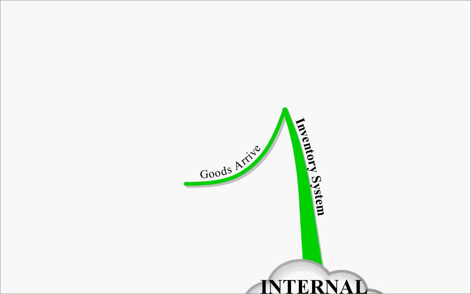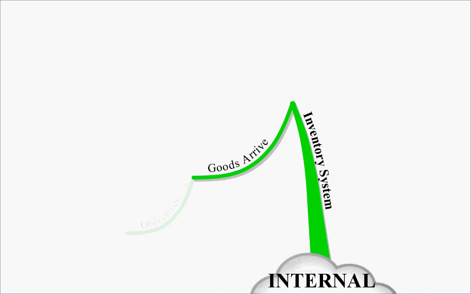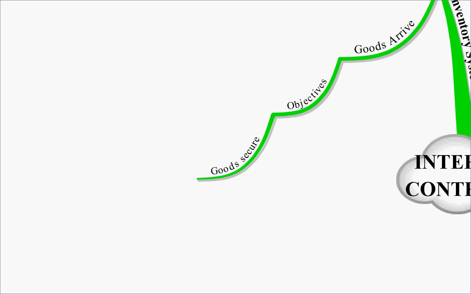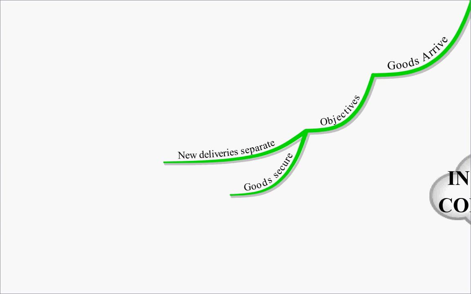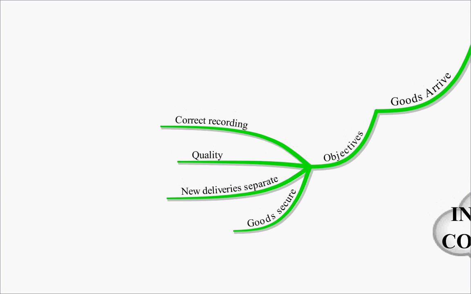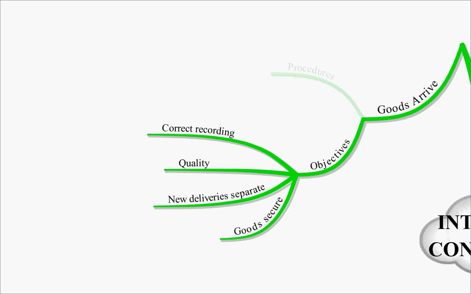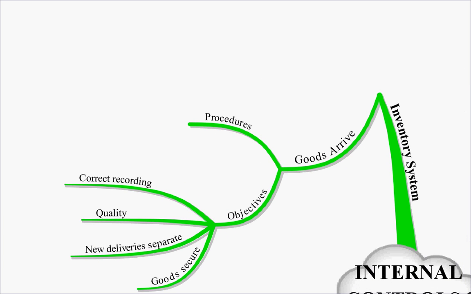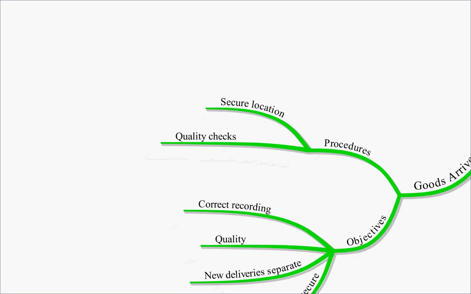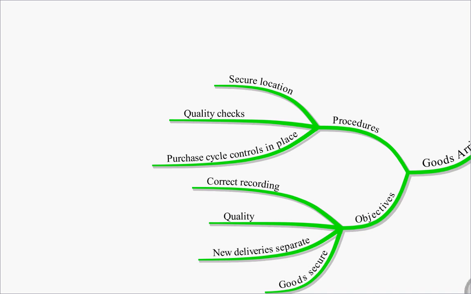Okay, so the first step in our inventory system is that the goods arrive. Control objectives: you want to make sure that the goods are secure when they arrive, that new deliveries are kept separate, that the quality is good, and that they're correctly recorded. Procedures to ensure that this happens: you're going to have a secure location, check the quality as they arrive, and have the purchase cycle controls, which we've already looked at, in place.